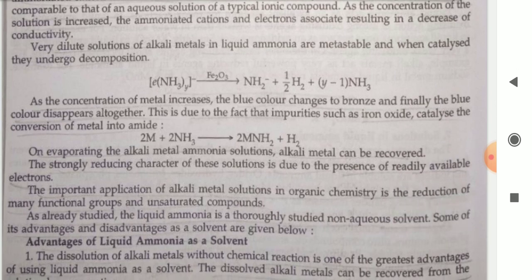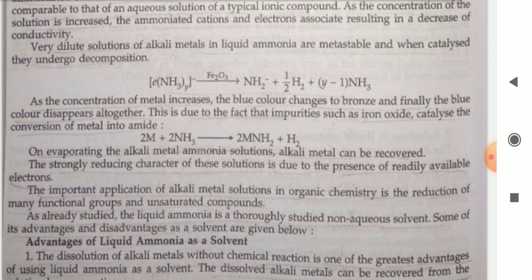Electron (NH3)y negative, in the presence of Fe2O3, will give NH2 negative plus half H2 plus y NH3. As the concentration of metal increases, the blue color changes to bronze and finally the blue color disappears altogether. This is due to the fact that impurities such as iron oxide catalyze the conversion of metal into amide.